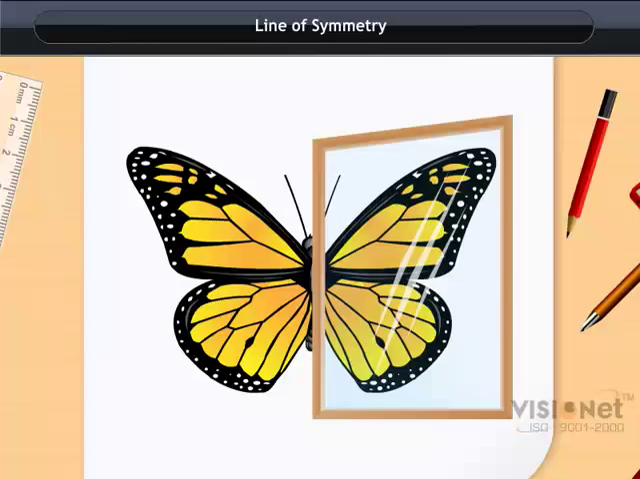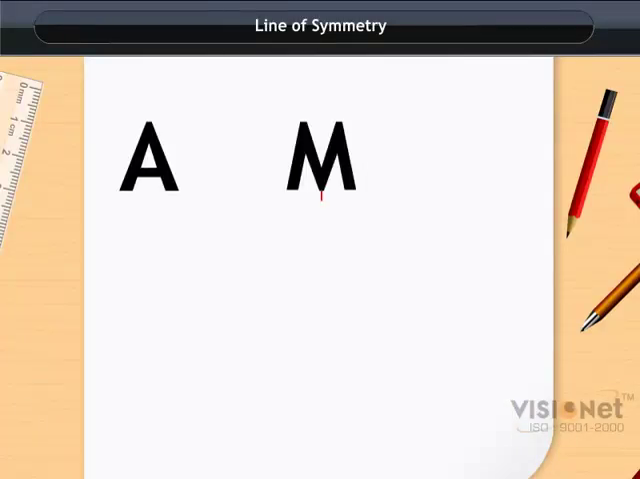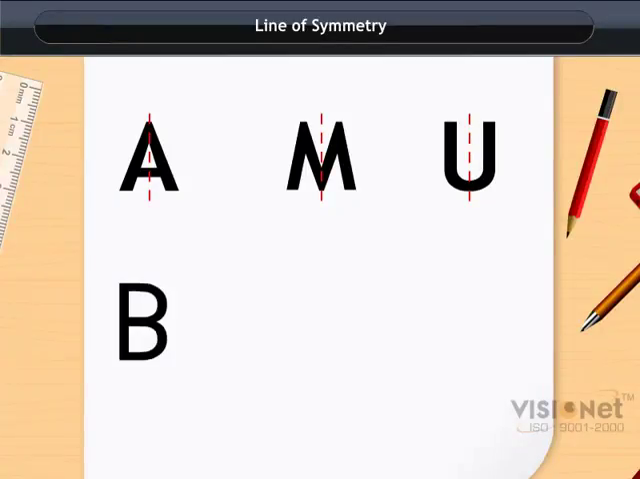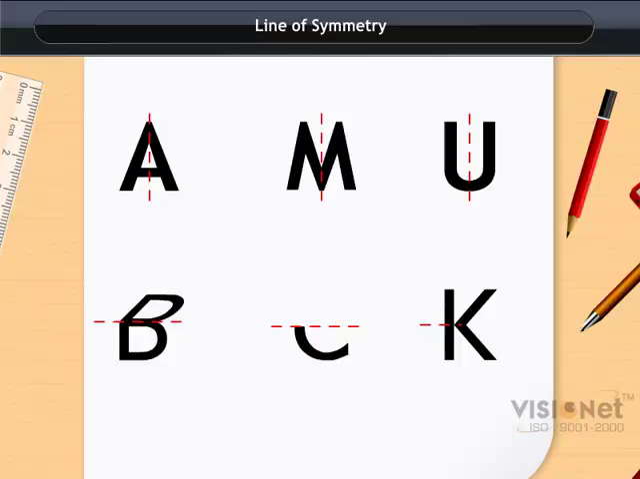Many alphabets are symmetrical. For example, the alphabets A, M, and U have a vertical line of symmetry. The alphabets B, C, K, etc. have a horizontal line of symmetry.